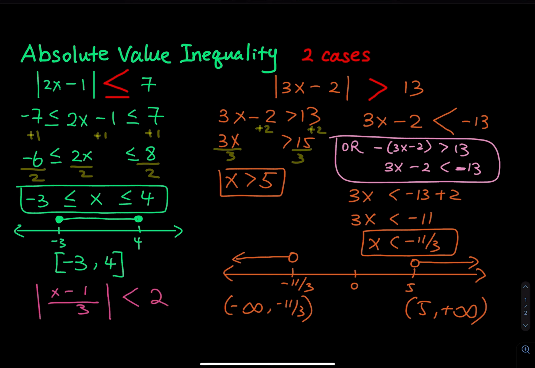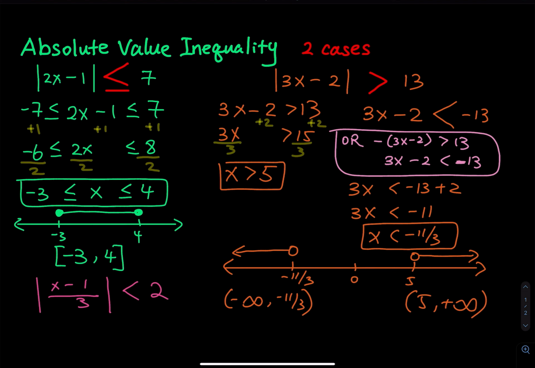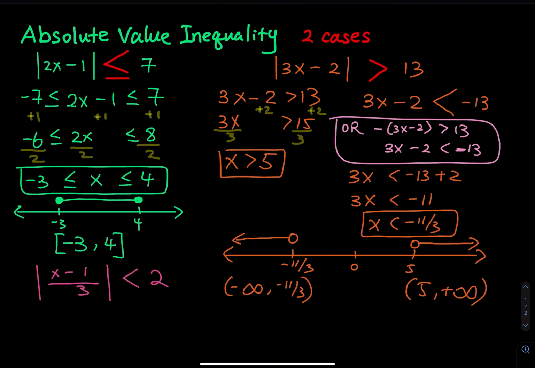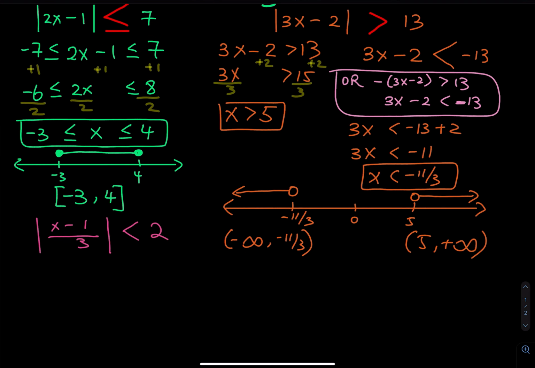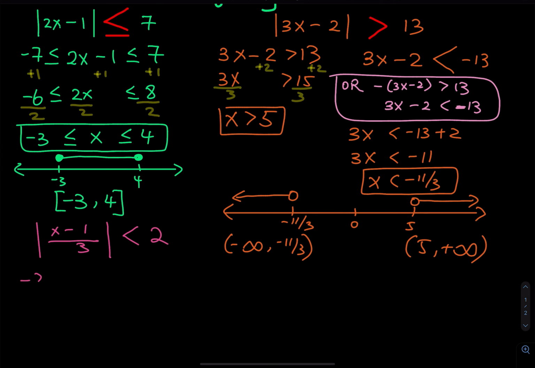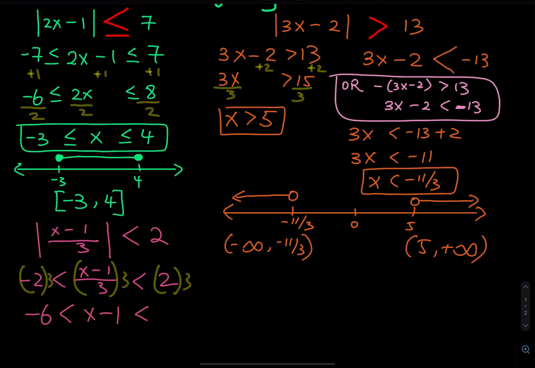So don't worry about what is inside the absolute value. Since this is a less than, the less than is pointing at the absolute value and the variable, I will just do a 2 and a negative 2. So this will be an in between. Negative 2 less than x minus 1 over 3, and then less than 2. And then you multiply 3 on each side, because we want to get rid of the denominator. Negative 6 less than x minus 1 less than 6.